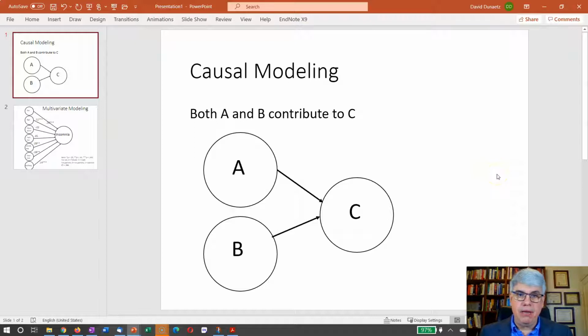Now, the results may be that only A contributes to C, or only B contributes to C, or neither A nor B significantly contribute to C, or both A and B contribute to C. So we can have all kinds of combinations possible there. Let me show you a more complex one.